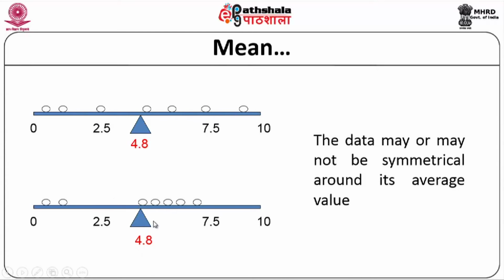But with respect to this scenario, though the average is in the middle, we may find less number of data spread on the left hand side and more number of data spread on the right hand side. So, what does it mean? The data that we are considering may or may not be symmetrical around its average value.